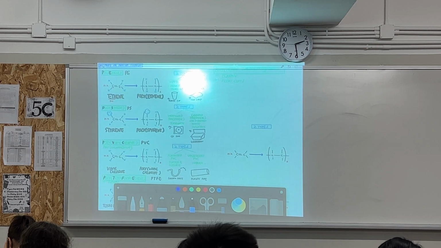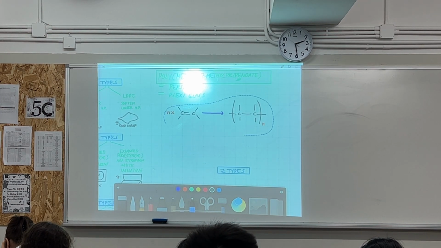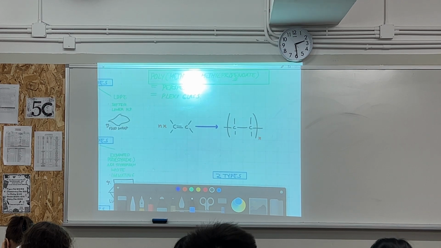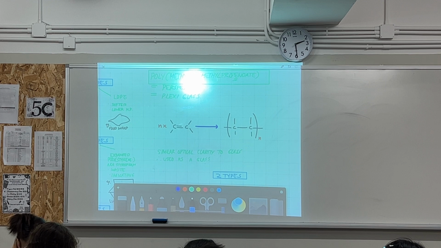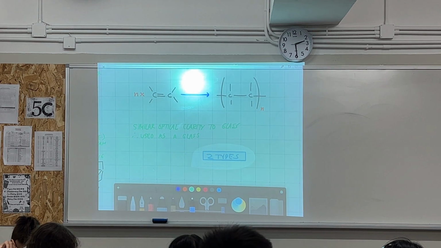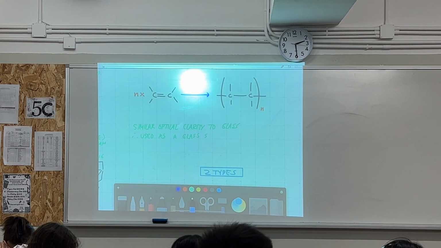And then the structure looks like this, okay? And finally, we have one more here. Perspex has similar optical clarity to glass. Therefore, it is used as a glass substitute where glass may not be suitable, like in the making of eyewear, okay, we use perspex. So similar optical clarity to glass, we use it as a glass substitute, like in car headlamp.